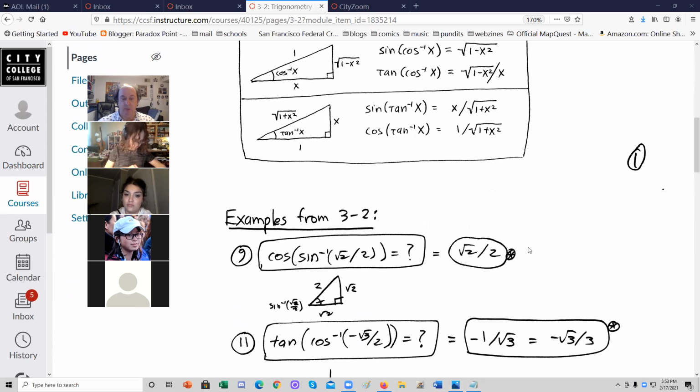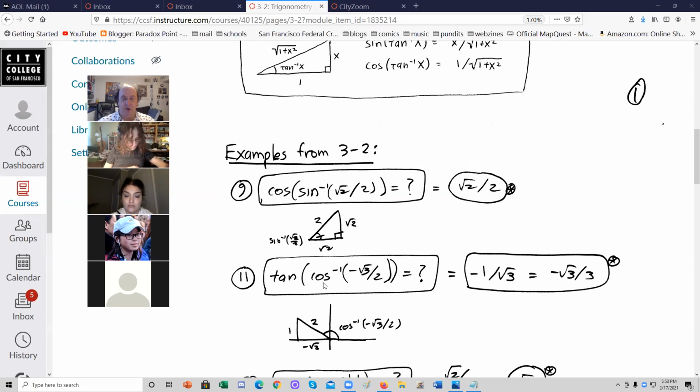Now, here are some examples. What is the cosine of arcsine root 2 over 2? Okay, here's a right triangle. This angle is arcsine root 2 over 2. That's opposite over hypotenuse. Here's root 2, here's 2. This is root 2 as well. Cosine of that is adjacent over hypotenuse, root 2 over 2.